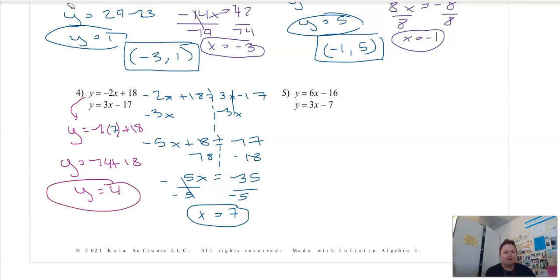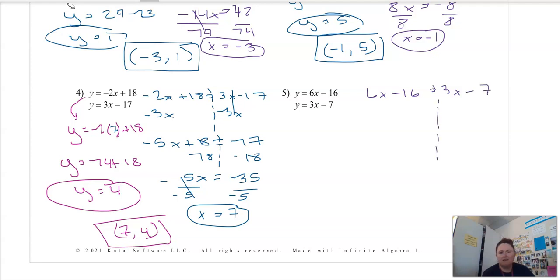Then I just want to check. 3 times 7 is 21. Minus 17 is 4. So 7, 4 works for both equations. So it's the solution. Okay, last one. Maybe you've already tried it out. I'm going to start by putting the two equations together. 6x minus 16 equals 3x minus 7.